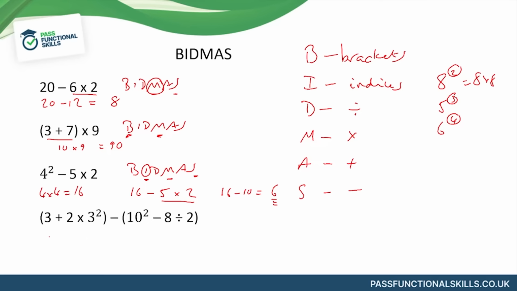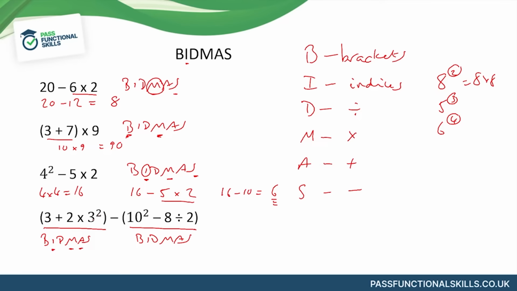Okay, in this final question here, we have 2 brackets. So we need to sort out this bracket here and this bracket here before we subtract one answer from the other. Now let's look at the left-hand bracket first. We have indices. Again, let's write BIDMAS again. We're going to have to do 2 separate BIDMASes here. So in the left-hand bracket, we've got indices, multiplication, and adding.